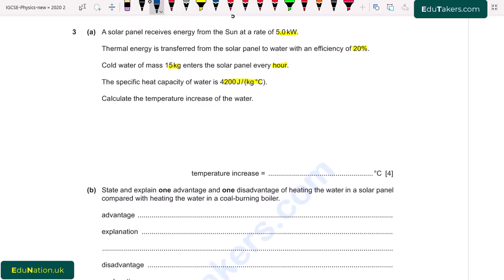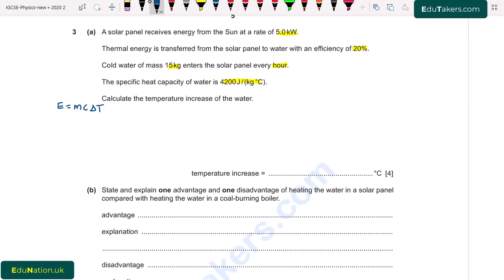Here we have to calculate the increase in temperature of water and we are given efficiency, power, mass and time. We know that when we are given specific heat capacity, we usually use the formula E is equal to mc delta T. Here E is the energy, m is mass, C is specific heat capacity, and delta T is change in temperature. Here we have to calculate the temperature increase, means that we have to calculate the change in temperature, and we are given specific heat and mass also given, but we don't have energy. So first of all we have to calculate energy.